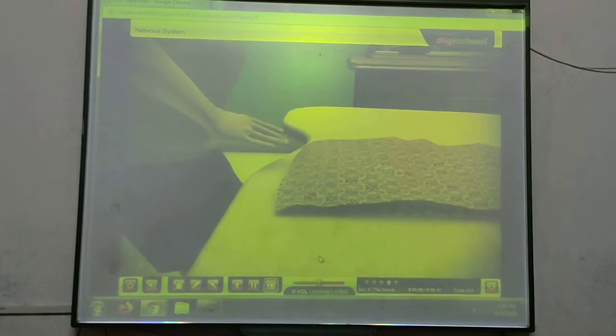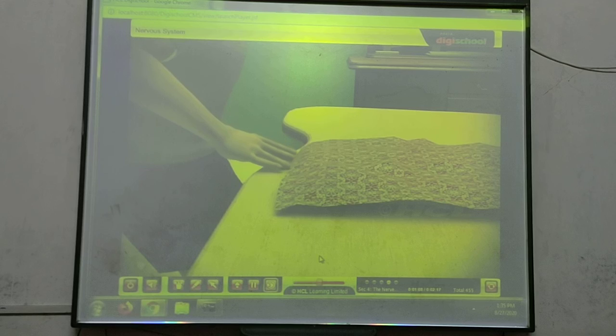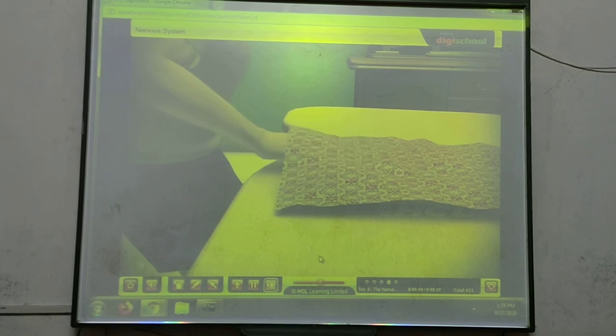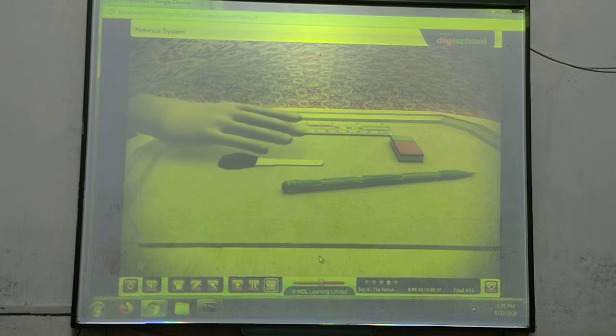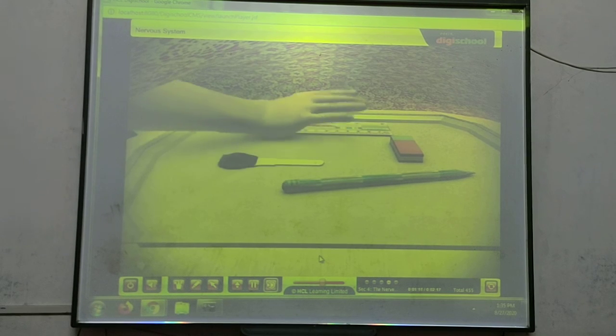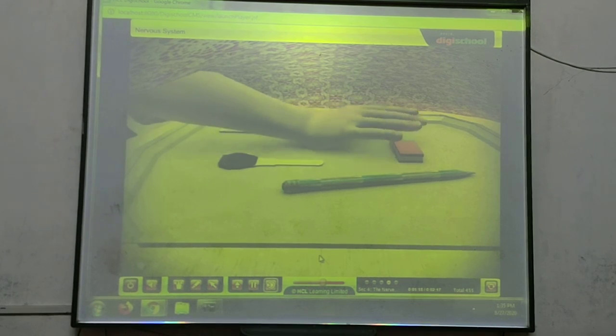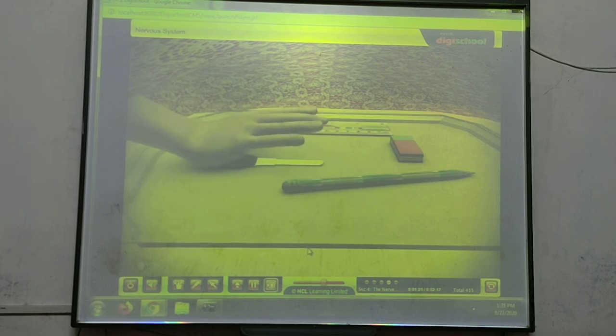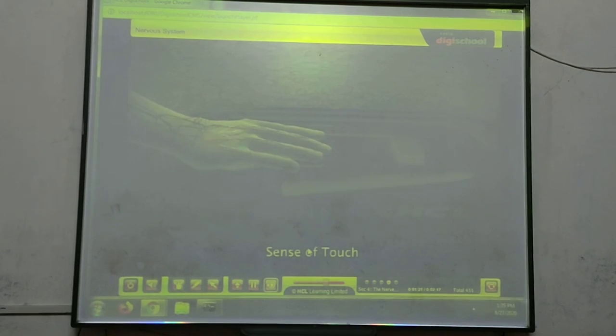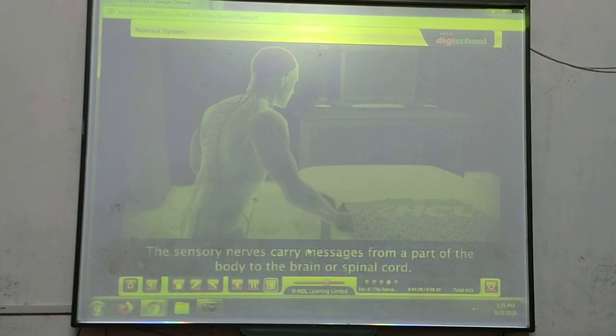Now, suppose you need to find the key without uncovering the tray. What sense will you use to find the key? Yes, the sense of touch. The nerves that carry messages with sense information to the brain or spinal cord are called sensory nerves.